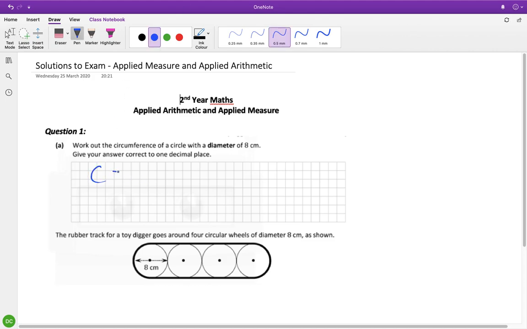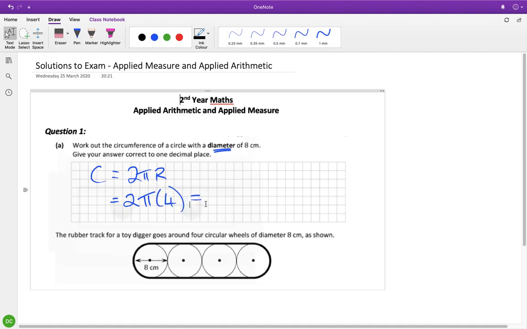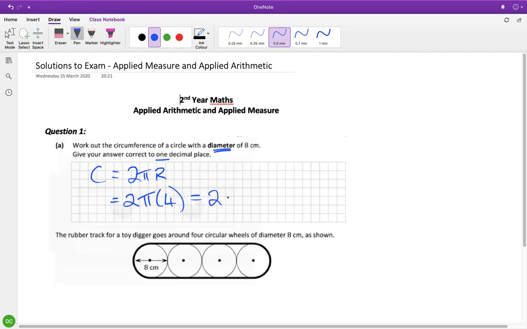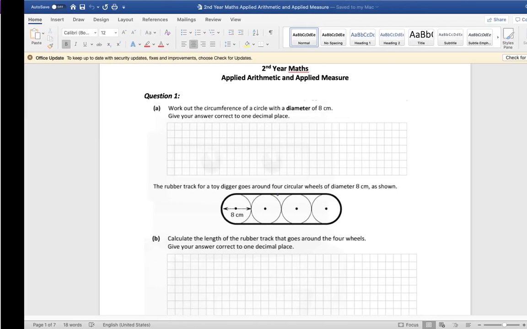So the circumference of a circle, if you go into the table book, is 2 pi r. The 2 doesn't tell me anything for pi, so leave it as pi. It has that the diameter is 8, so we have to half that to get a radius of 4. So 2 pi times 4, and if I press SD to change it, I get 25.1327 and so on. They want 1 decimal place, so it is 25.1 centimetres rounded to 1 decimal place.